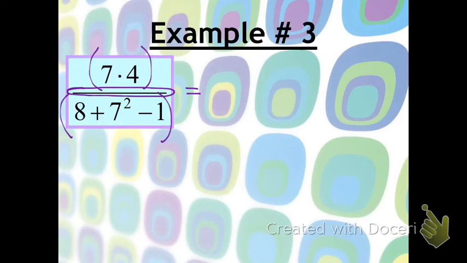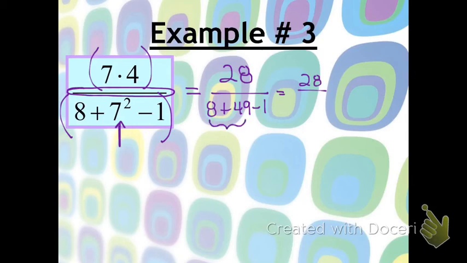So in the numerator, the only thing that is there is the 7 times 4. So I don't even need the order of operations since there's only one operation. In the denominator, I have an exponent. So I'm going to do the exponent first and copy the rest of the problem. And then I have addition and subtraction, which I do from left to right. So I would do the 8 plus 49 next. And then I would do the 57 minus 1, which is 56.